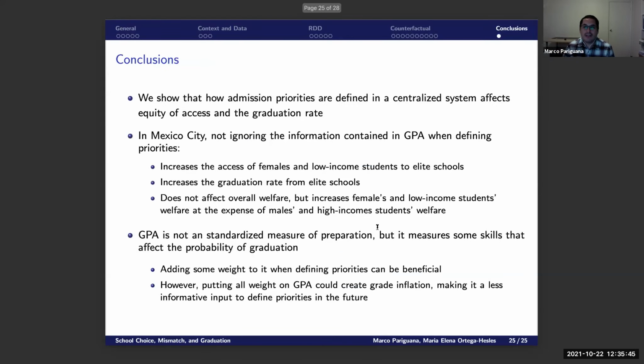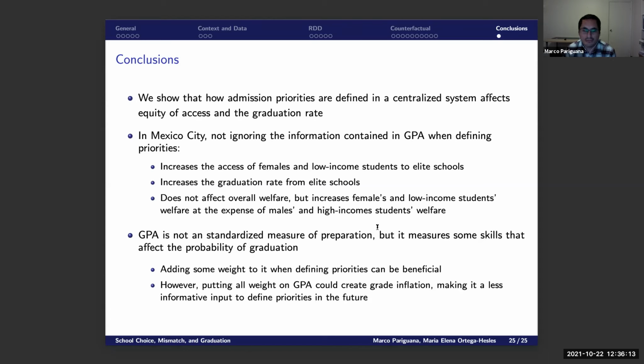Okay. Now to conclude, in this paper we show how admission priorities are defined in a centralized system affects equity of access and the graduation rate. In Mexico City, not ignoring the information contained in GPA when defining priorities increases the access of female and low-income students to elite schools, increases graduation rate from elite schools, and does not affect overall welfare, but increases females' and low-income students' welfare at the expense of males' and high-income students' welfare.